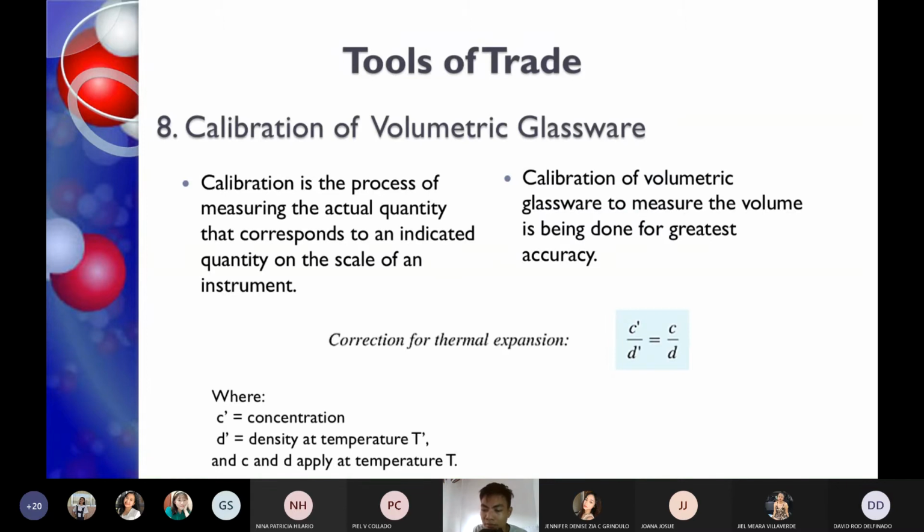And eto na, medyo malapit na tayo sa dulo. So the next thing na kailangan natin malaman when we are doing laboratory exercises or experiments, we have to know what calibration means.